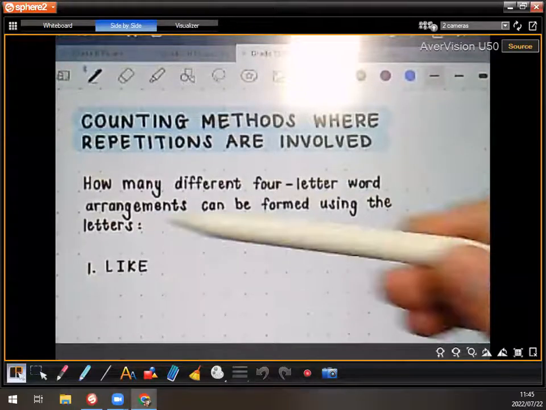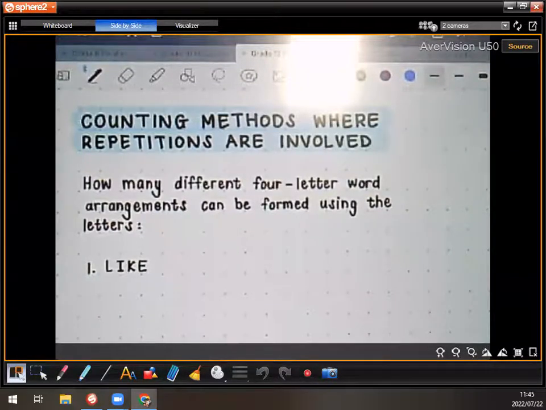And again, they're calling them word arrangements because they don't have to mean anything. So like LKIE, that's not an actual word, but we can call it a word arrangement. Yeah, they keep saying word arrangement. Yeah, I do agree, it's arrangement. What do you guys think? No, it's saying they can't be repeated.